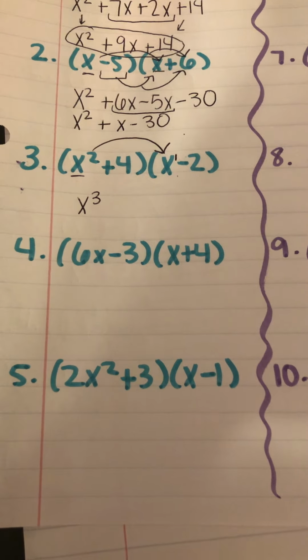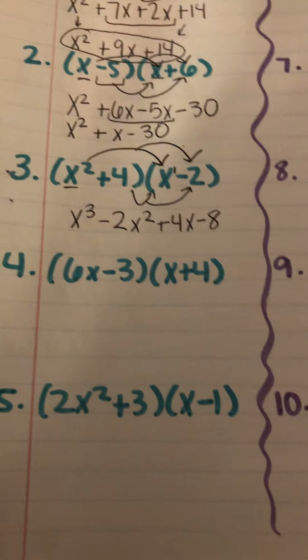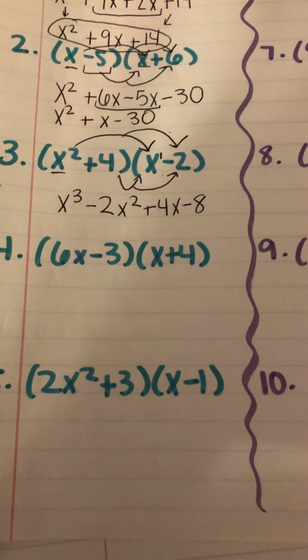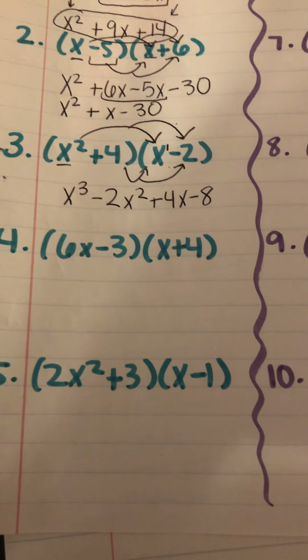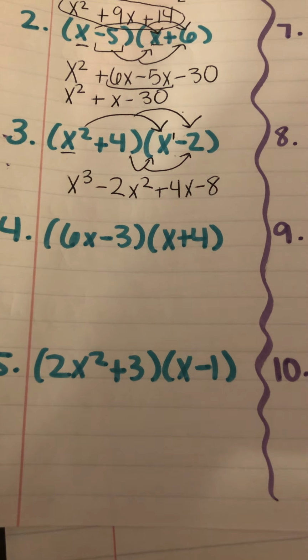And now I can go to my second term, which is 4, and I can distribute that twice. 4 times x is 4x. And then 4 times negative 2 is negative 8. Looking at this problem, I don't see anything that I can combine here. I do not have any like terms. So that is my answer. I'm all done. And I can move on to number 4.